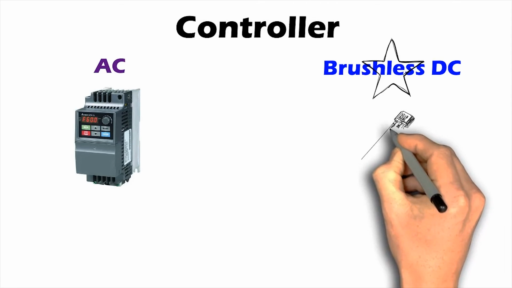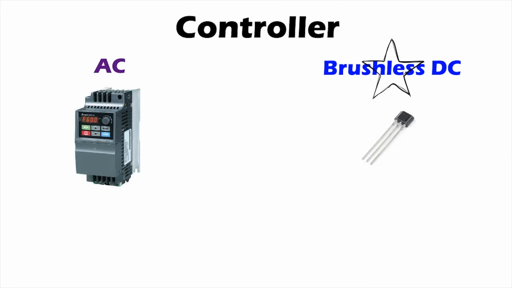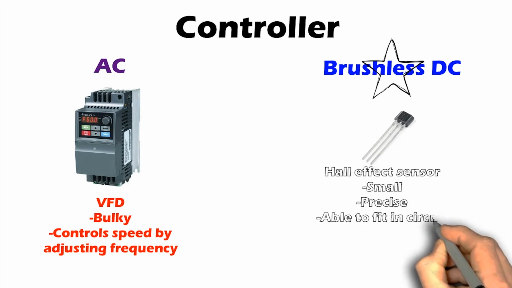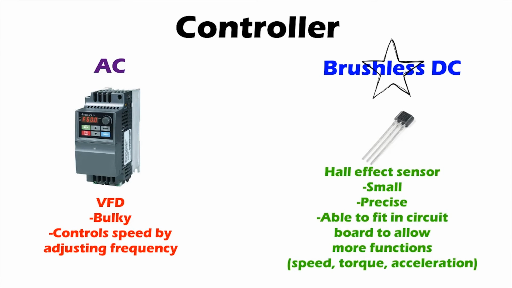The controller on an AC motor is called the variable frequency drive, or VFD for short. On a brushless DC motor, it is the Hall effect sensor. As you can already see from the picture, the VFD is quite bulky and controls the motor's speed by changing the frequency. The Hall effect sensor is clearly the winner here, as it is much more compact, yet provides precise data up to the point where it can be used to align the rotor and stator of the brushless DC motor. The small size also means that it can be easily fitted into a circuit board and allow more functions and full control over the motor's speed, torque, and acceleration.